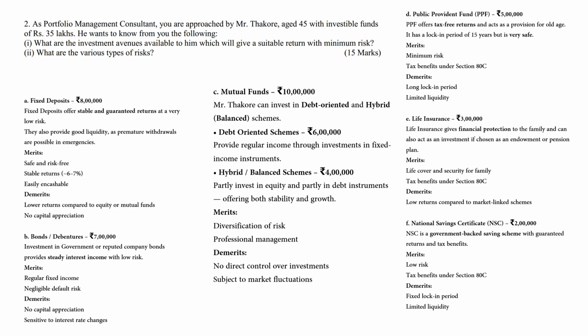And lastly, NSC, 2 lakhs, is a government-backed savings scheme with guaranteed return and tax benefit. Merit is low risk, and benefit under 80C. Demerit is fixed lock-in period and limited liquidity. So these are all the avenues with merits and demerits and a small explanation. You can go through it once.